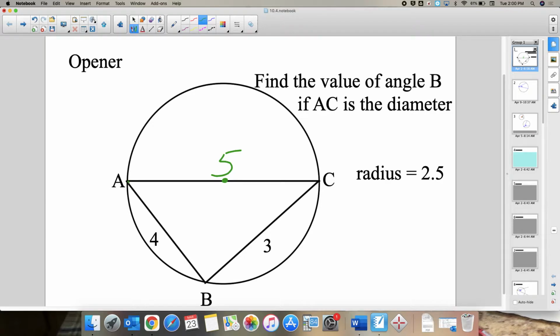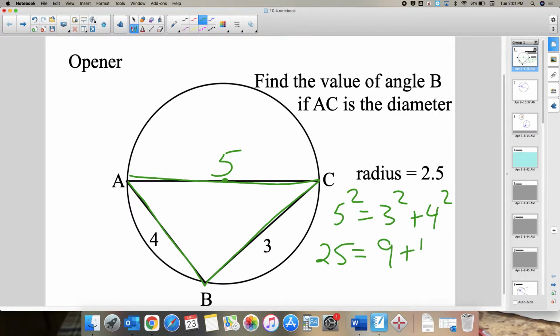If I use my triangle that's here, we can check to see if angle B is a right angle by checking to see if 5 squared is equal to 3 squared plus 4 squared. 5 squared is 25, 3 squared is 9, 4 squared is 16. Since we get 25 equals 25, that tells me that angle B here is a right angle.